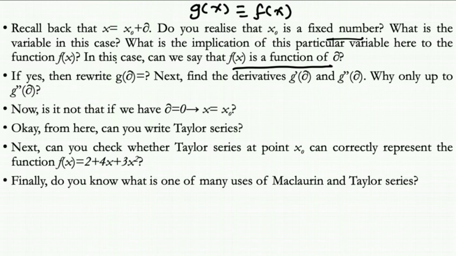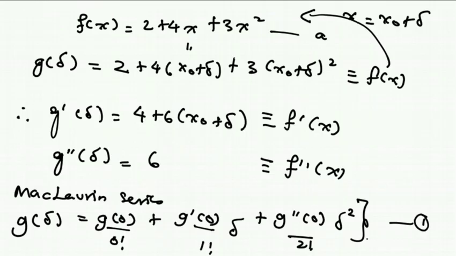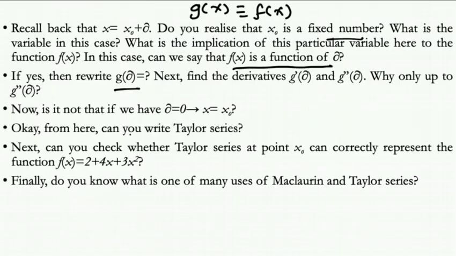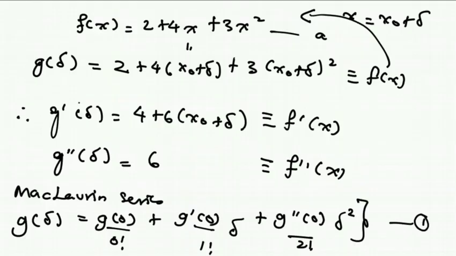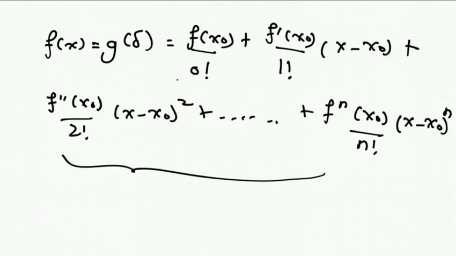So how do we rewrite g(delta)? I did mention it is written this way in equation 1, isn't it? Next, find the derivatives g prime delta and g double prime delta. We did it already here. g prime delta is this, g double prime delta is this, if we are given the specific one. But if it is written in Maclaurin series, it is equation 1 here, and then we rewrite it again, that looks like this.